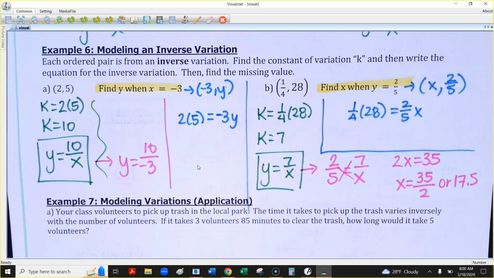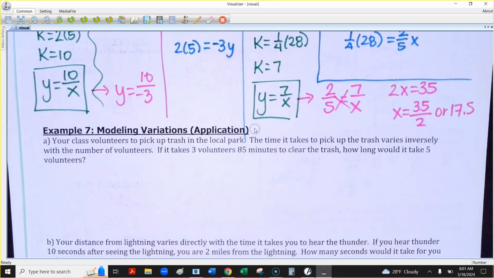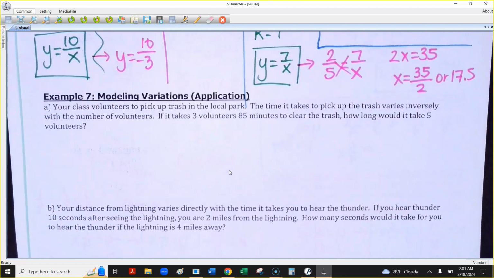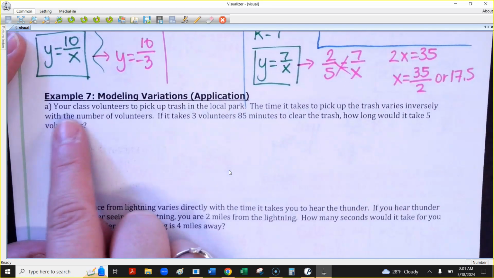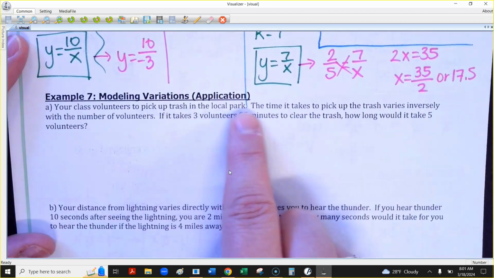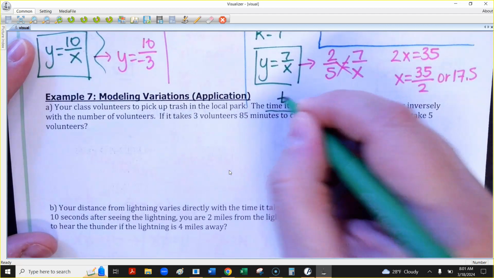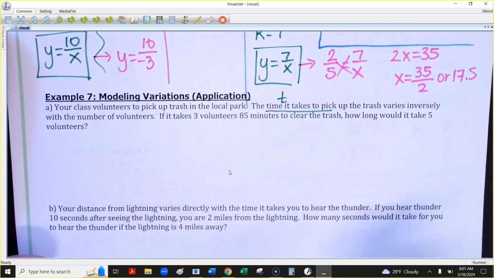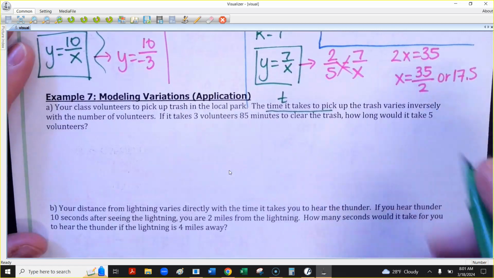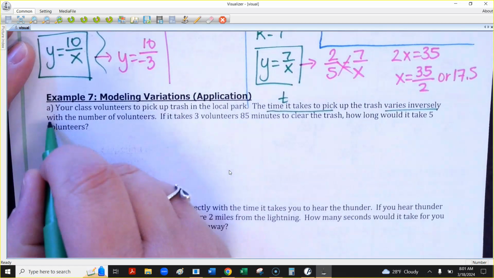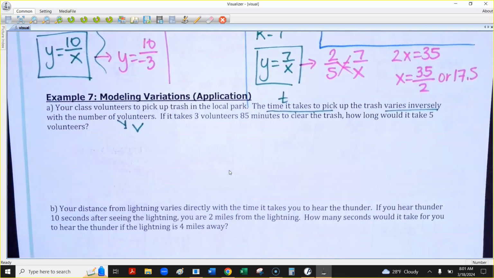Okay, now I'm going to do 2 at the bottom. We're going to have a little word problem that we're going to create an equation from. Your class volunteers to pick up trash at the local park. It says the time it takes, so that would be T. The time it takes to pick up the trash varies inversely with the number of volunteers. So let me just use V for the volunteers.